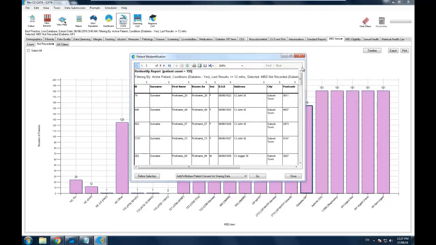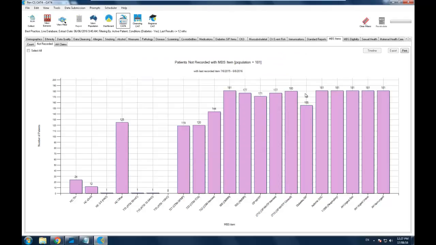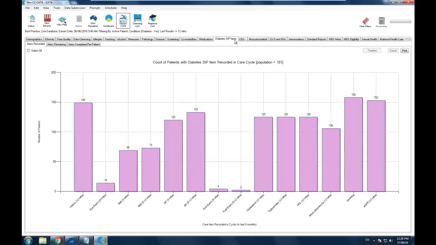So that's a way of looking purely at the actual item, but with the diabetes SIP item, we also have a specific report that shows you all the items in there. And you can see this. I would say that for most practices where I've seen this report, it looks the same way: the very low number of results here for the foot exam and also the eye exam.